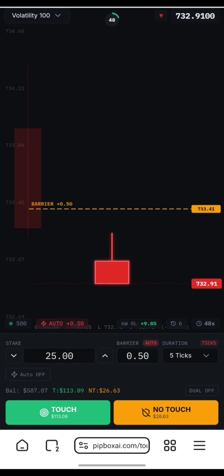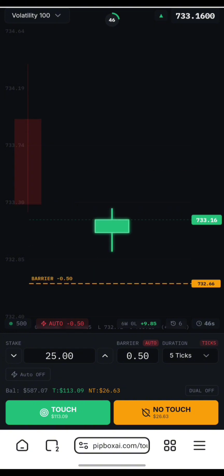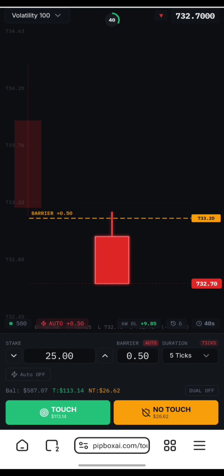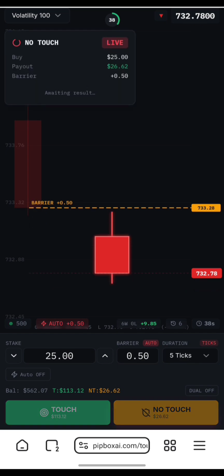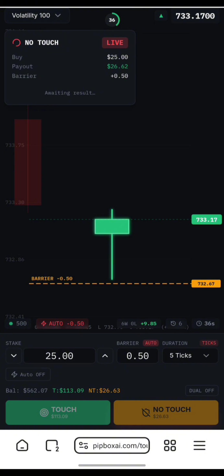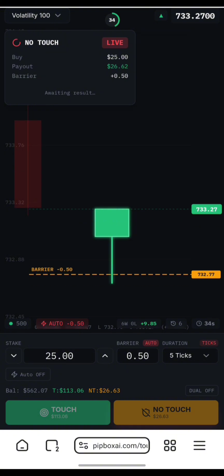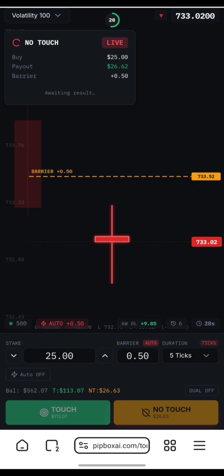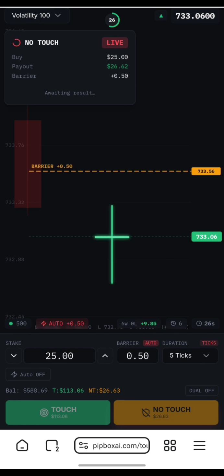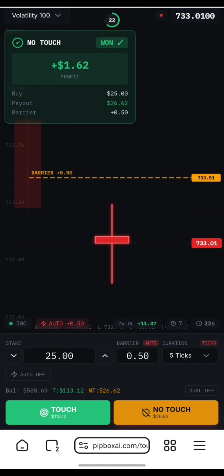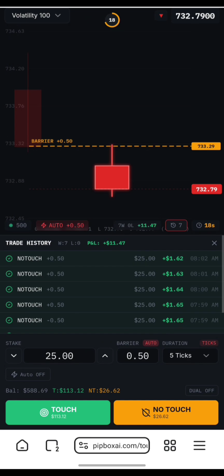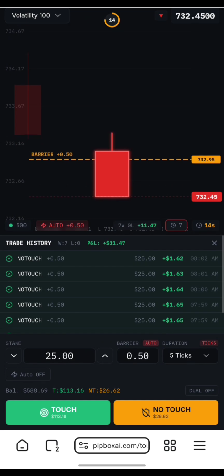Okay, let's wait for this bearish move to gather momentum. Let's see if it's a bearish momentum or a bullish momentum. It's a bearish momentum, and let's see if that is going to be a no touch. Yes, and that was a win. And guys, you see we are up 11.47 USD. So if you want to trade no touch using Pipbox AI, this is a strategy that you ought to follow.